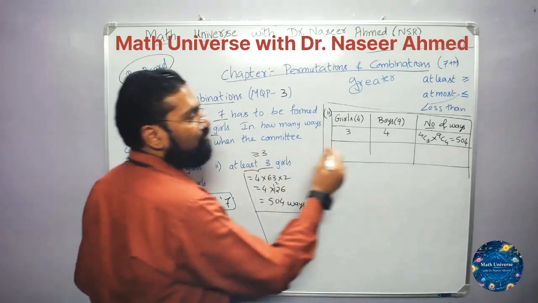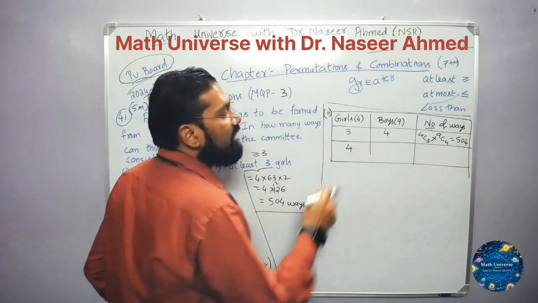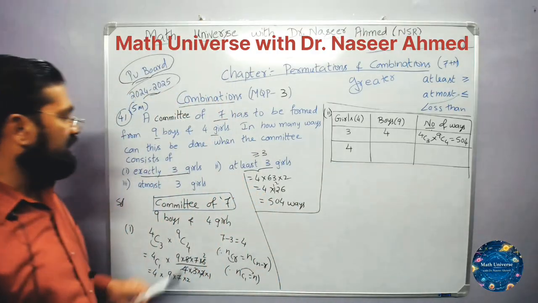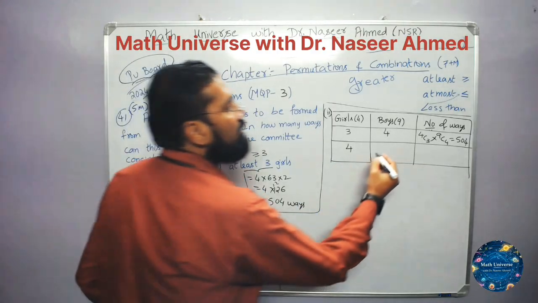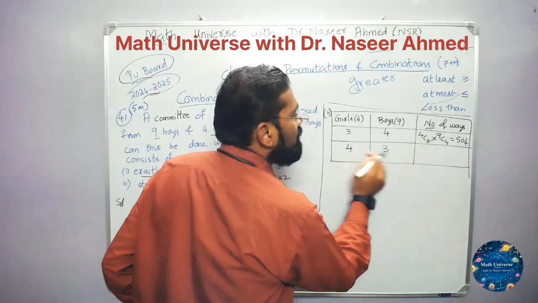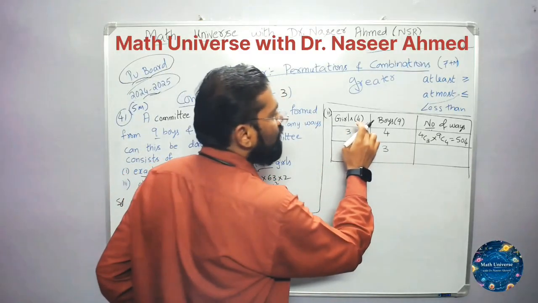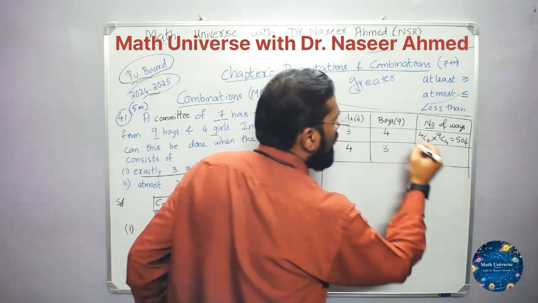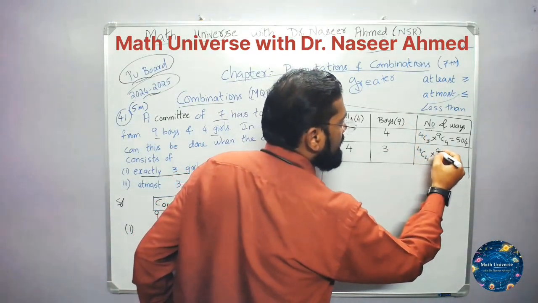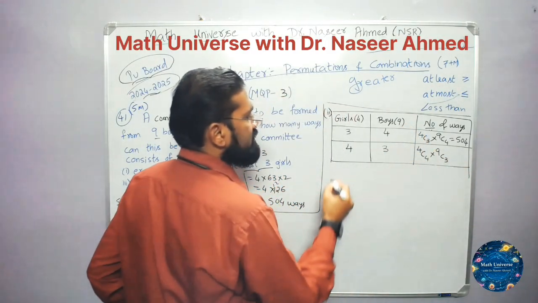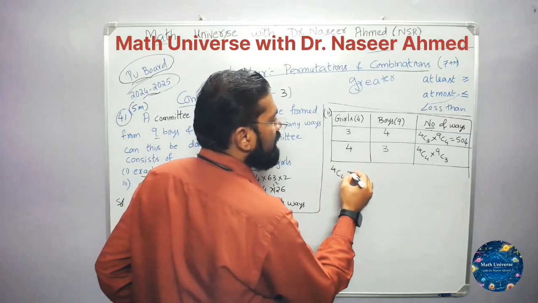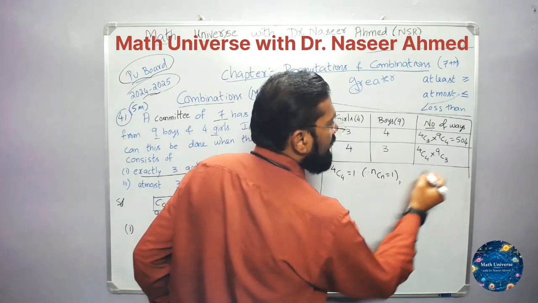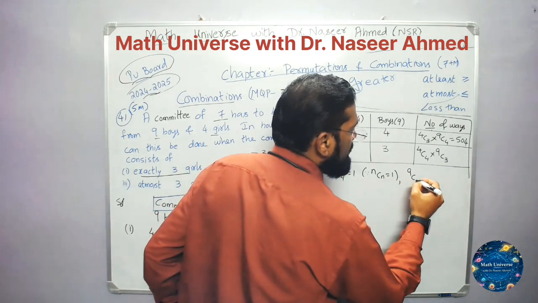Why, sir? Greater than or equal to 3. So next number, 4 girls. If you select 4 girls, since we want a committee of 7, the number of boys should be 3. So 4 plus 3 is 7. So out of 4, 4 girls are selected, then out of 9 boys, 3 boys are selected. Now let us compute this. What is 4C4? It is 1. Reason, nCn is 1.